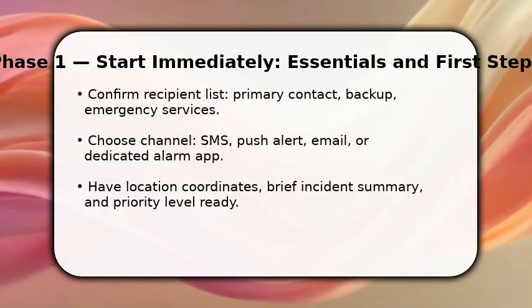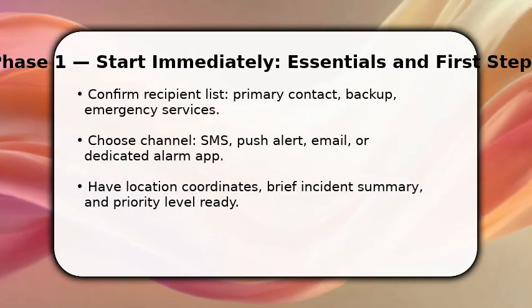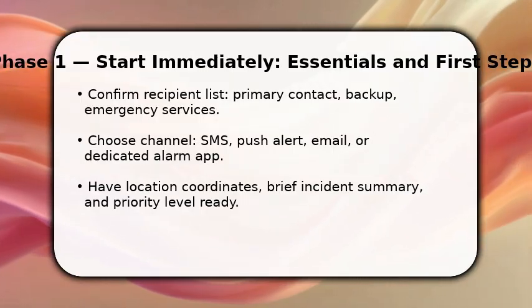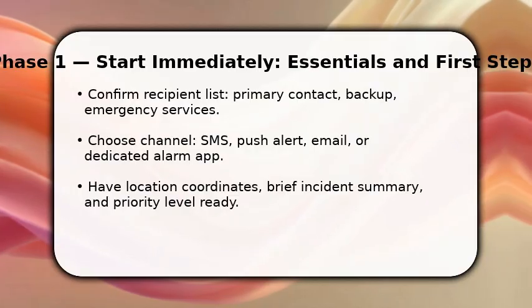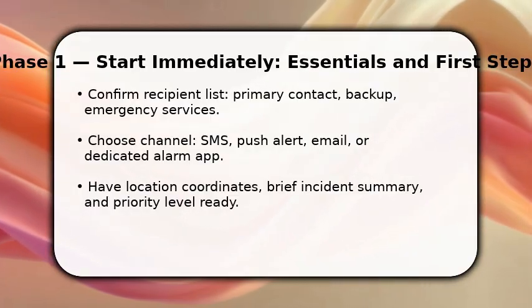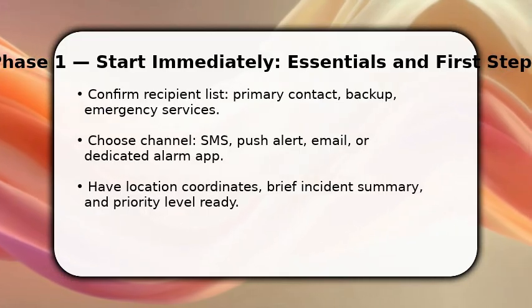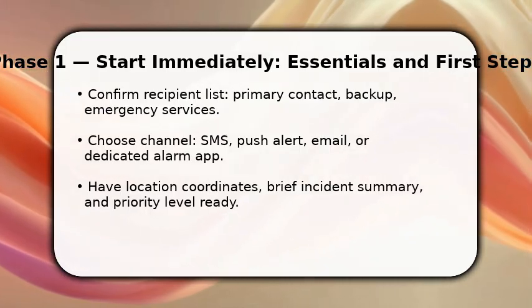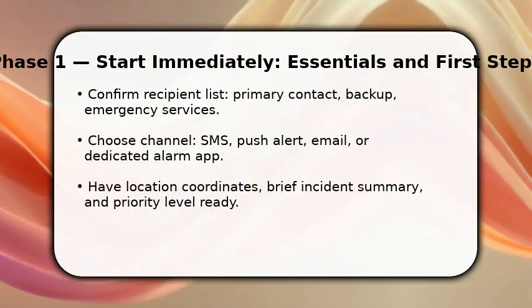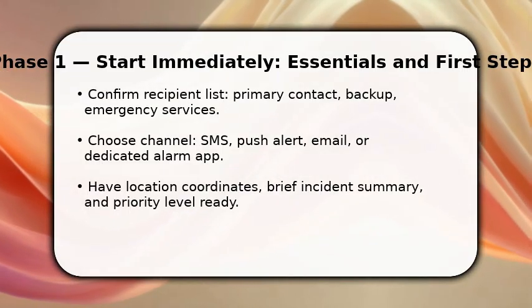You begin by opening your chosen alert channel and loading the recipient group. Do this now so you don't stall. Once done, paste the concise incident summary and add exact location coordinates. This is what responders need first. Make sure to tag priority. Use terms like high or SOS so automated filters act.